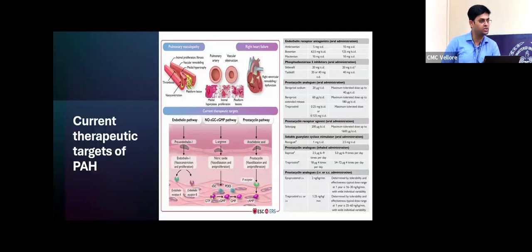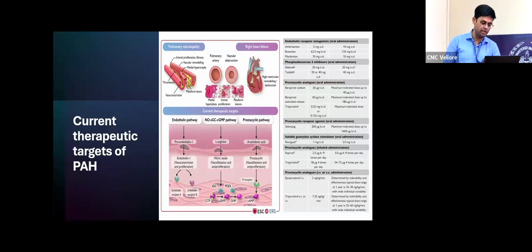This is mainly targeted towards the class 1 group, because whatever PH therapy was developed ultimately was found to be fruitful only for the class 1 group. It was not very useful in other groups, except in specific places where it was found to be useful. There are 3 pathways: the endothelin receptor antagonist, and the nitric oxide pathway with phosphodiesterase inhibitors, and the prostacyclin pathway. Prostacyclin analogs and prostacyclin receptor agonists are used for this therapy.